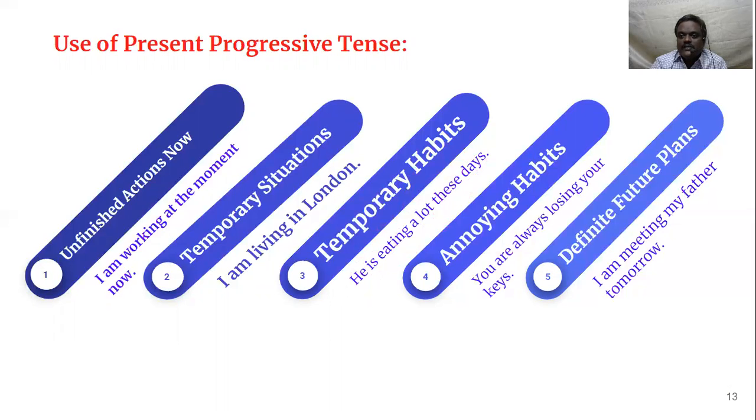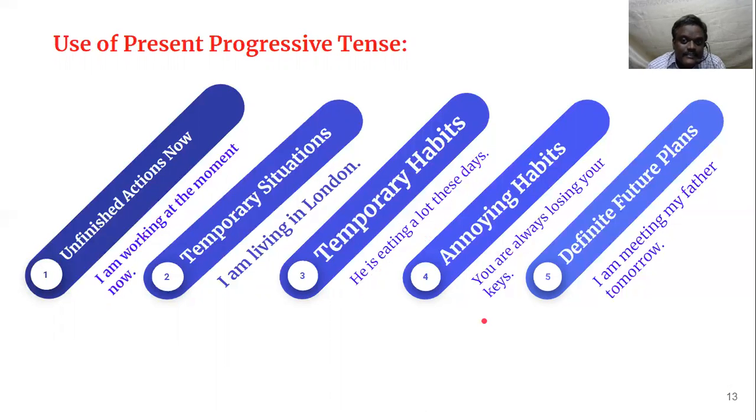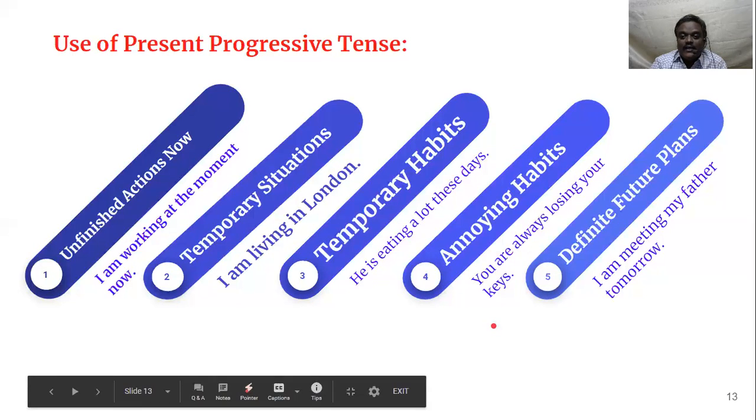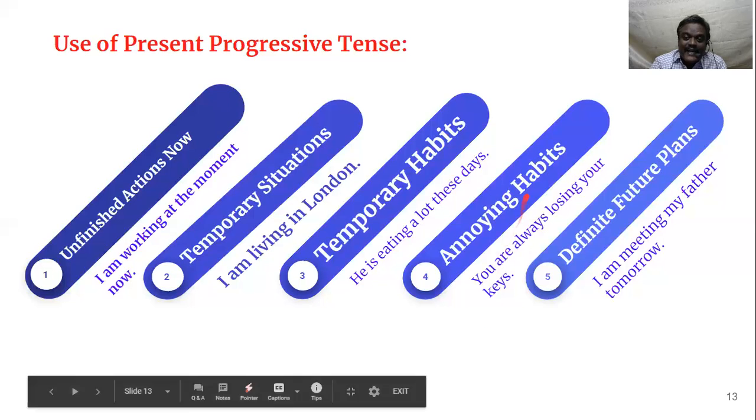Then annoying habits. It is like complaining. When somebody is doing something irritatingly, we can complain in continuous. You are always washing your room. Okay, it is a complaint. You wash your room. Okay. You brush your teeth. It's okay. You are always brushing your teeth. Whenever I see you brushing your teeth. Okay, you're always brushing your teeth. It is a kind of complaint, annoying habits.